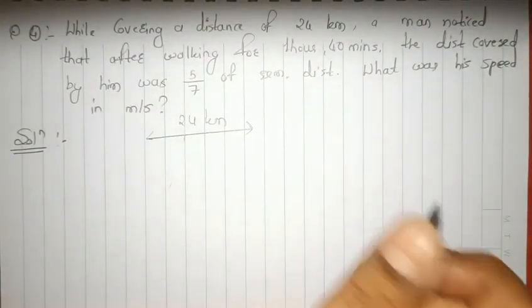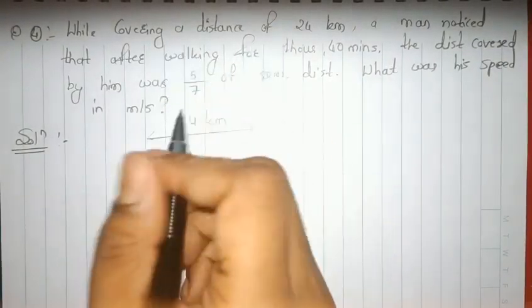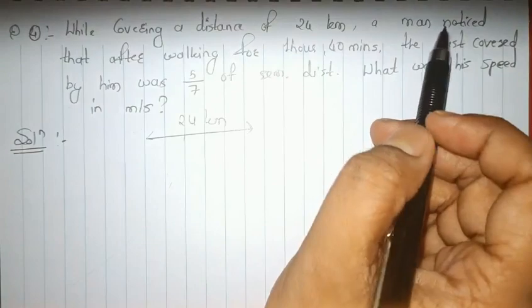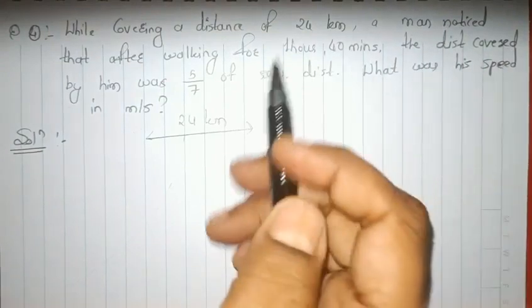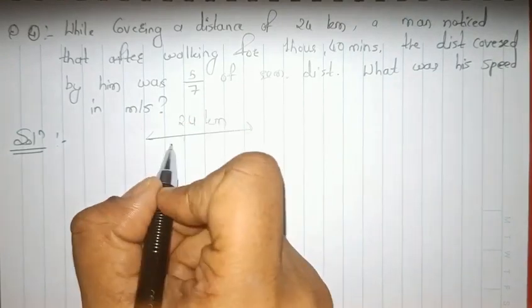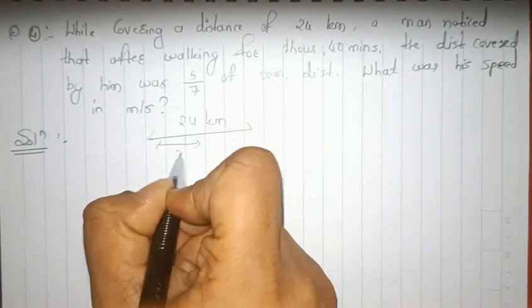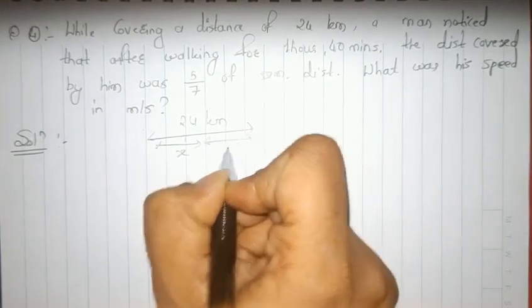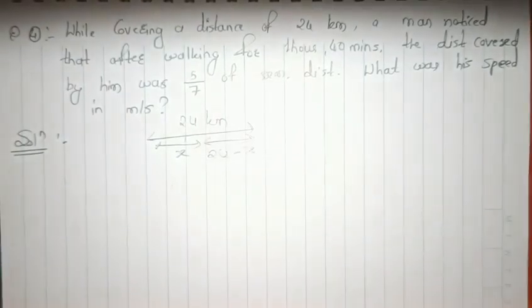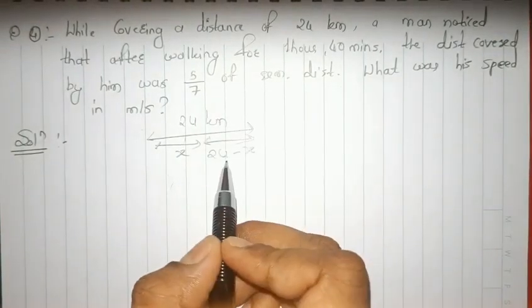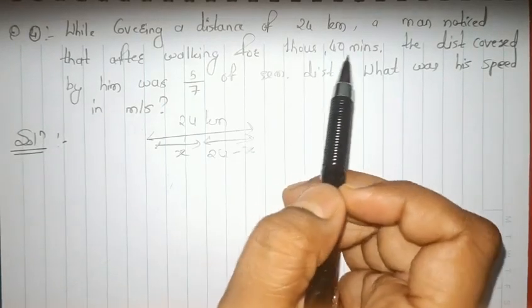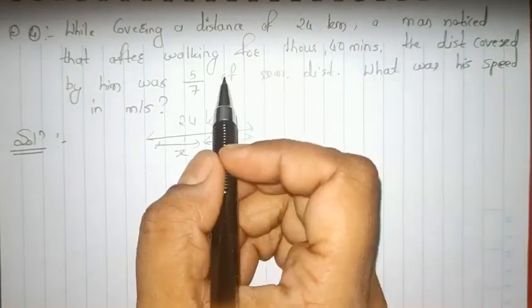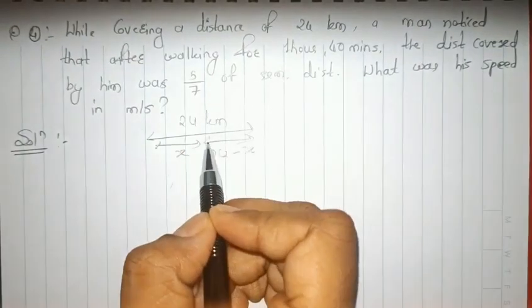Right? Now, just divide our distance into two parts. Why? Because after walking for 1 hour 40 minutes, the distance covered by him was 5/7 of the remaining distance. If this is our covered distance, our remaining distance would be 24 minus x. Now, 24 minus x is our remaining distance here, and in 1 hour 40 minutes, the distance covered by him was 5/7 of the remaining distance.